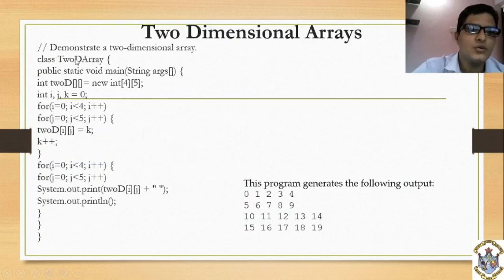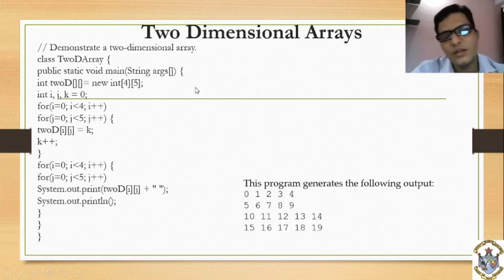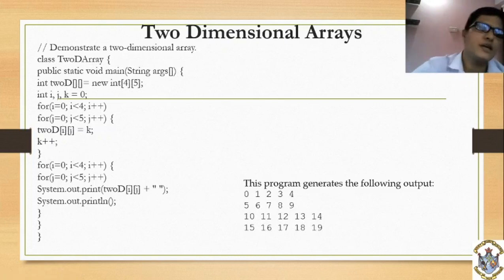Class 2D array. Here main method, public static void main, string args, int 2D of new int of 4, 5. So what have we created? We have created a two-dimensional array with a row size of 4 and column size of 5. Right? If you are taking a two-dimensional array, what we have to note is that we definitely need the nested for loop concept, right?